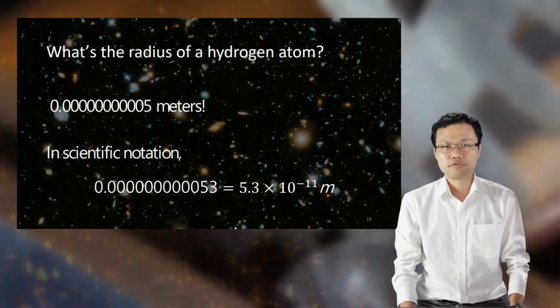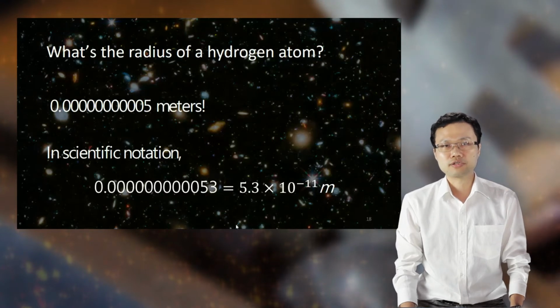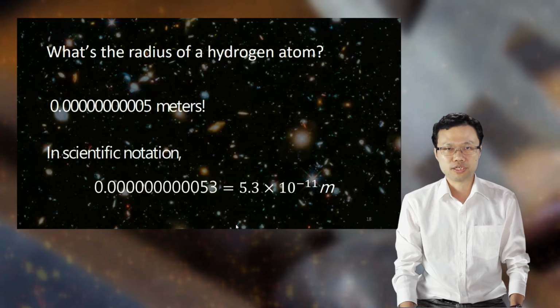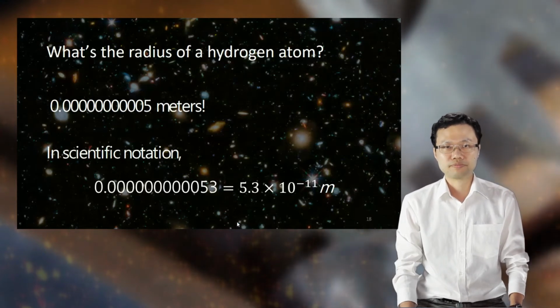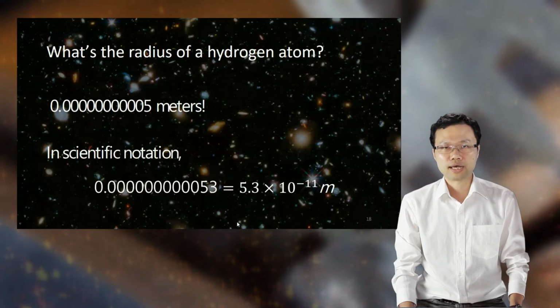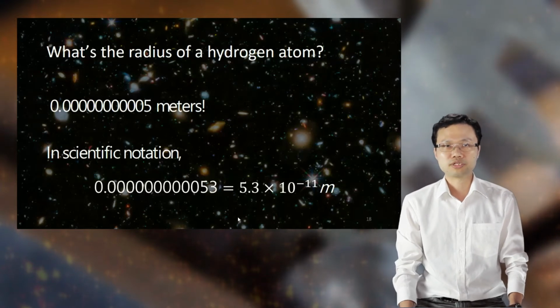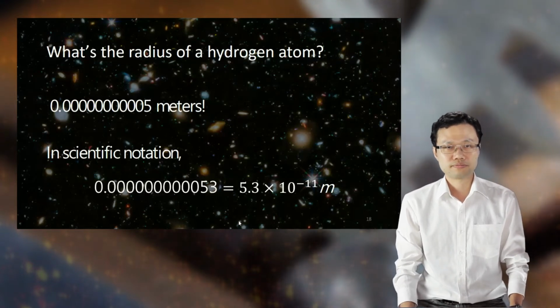But if it is written in scientific notation, this number becomes 5.3 times 10 to the power of minus 11. This means that the digit 5 is in the 11th digit after the decimal point. This is much more straightforward to get the idea how small this number is, right?